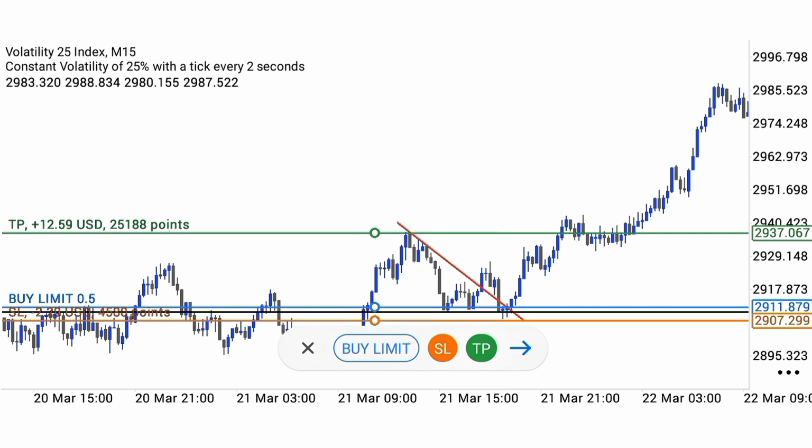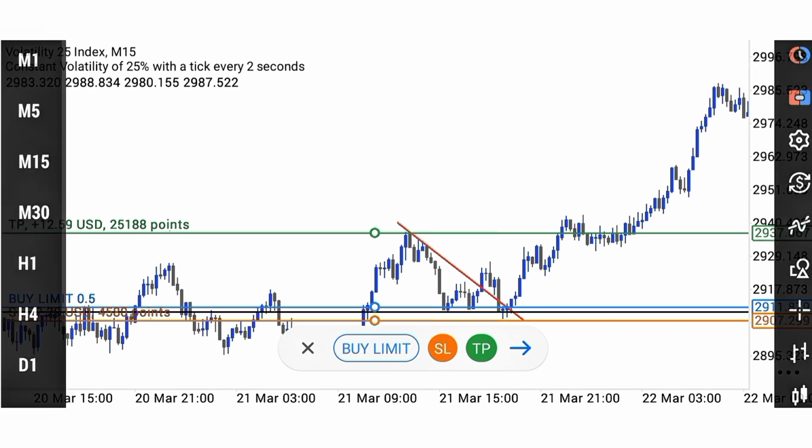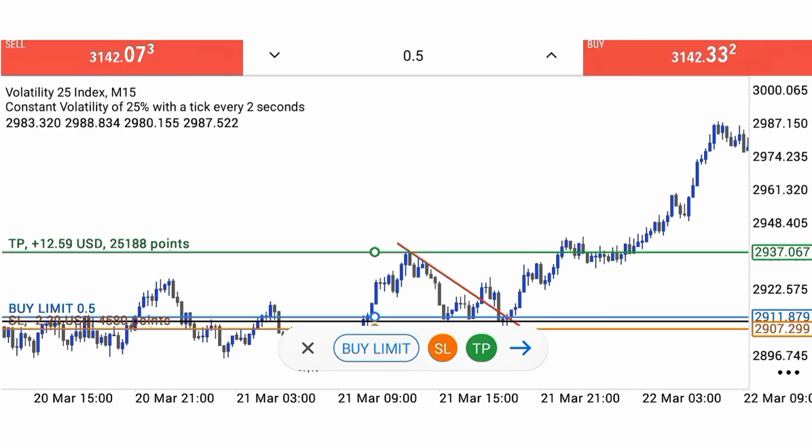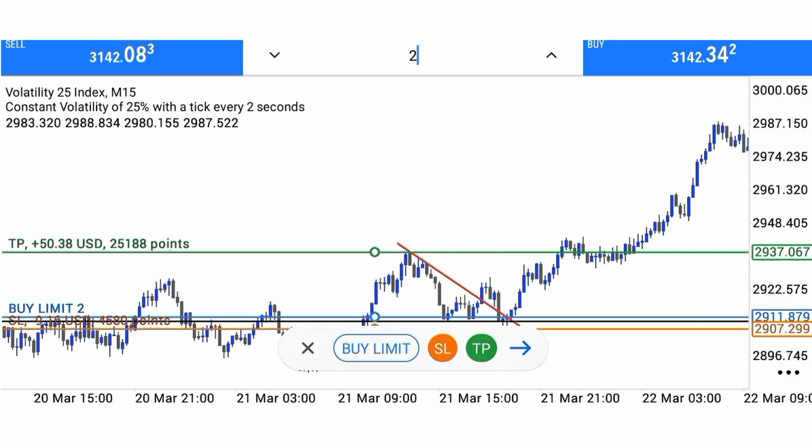Now this is a $2.29 risk, and you are getting $12.59 for your trade. Now let's imagine we are trading with this 0.05. Let's say we are trading with 2. So that is 9.16. We'll be making $50 for this trade.